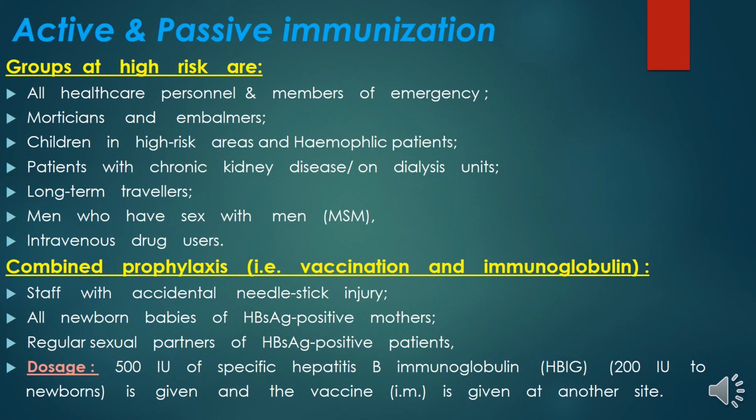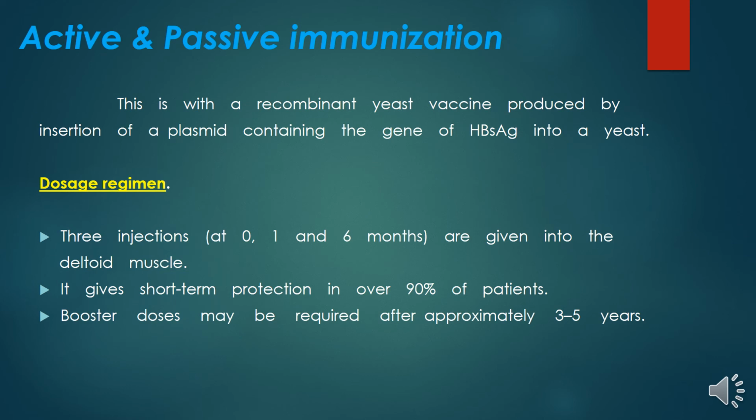Combined prophylaxis, vaccination and immunoglobulin, is given after accidental needle stick injury, to all newborns of hepatitis B surface antigen positive mothers, and to regular sexual partners of hepatitis B surface antigen positive patients. A dose of 500 international units of specific hepatitis B immunoglobulin is given and the vaccine is given at another site intramuscularly. Active and passive immunization dosage is 3 injections, at 0, 1 and 6 months, given in the deltoid muscle.